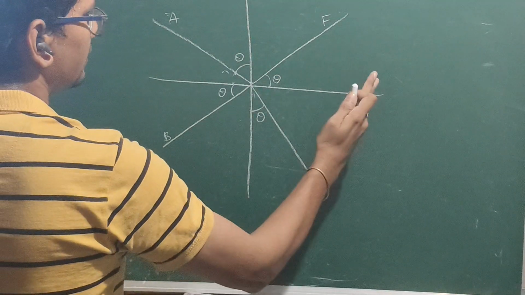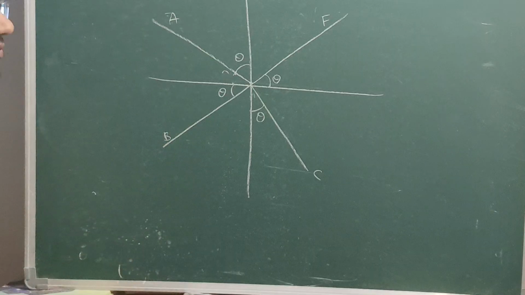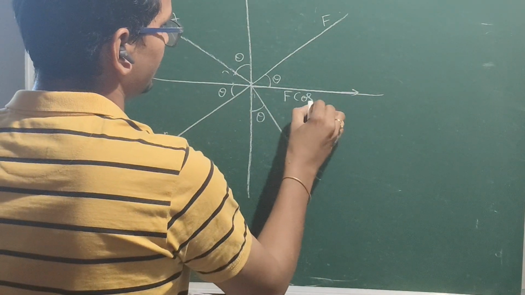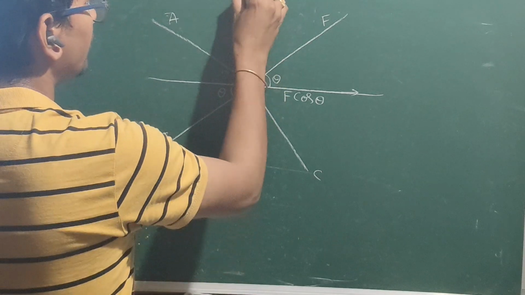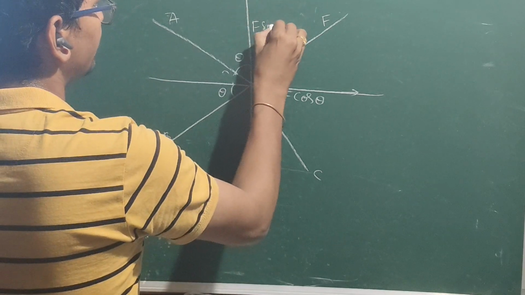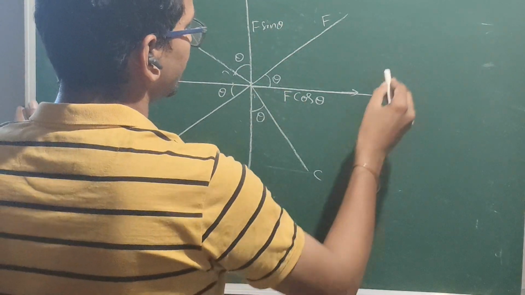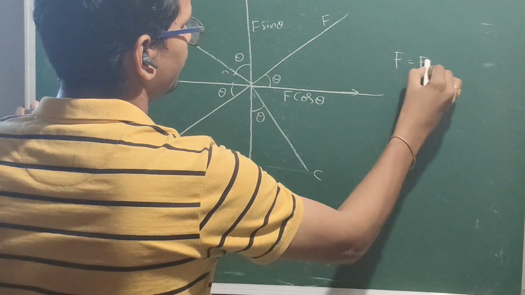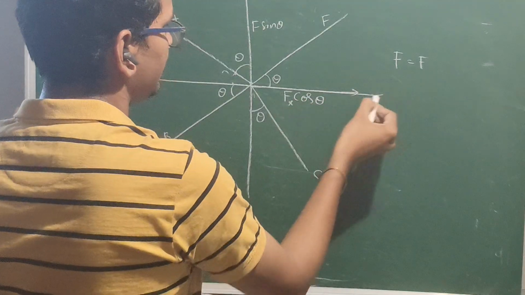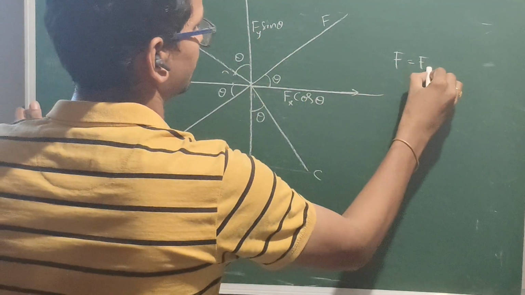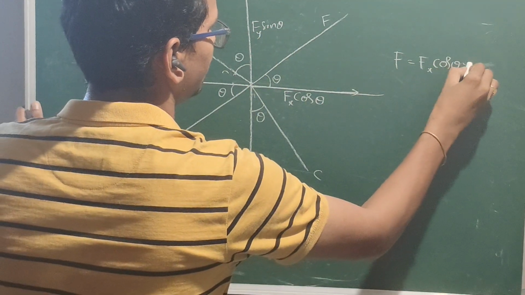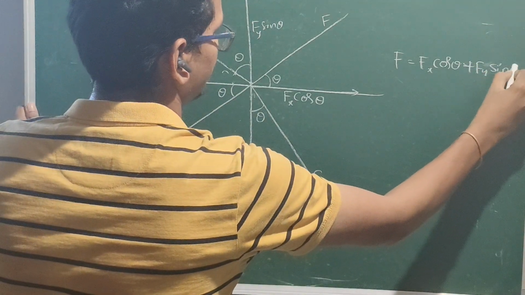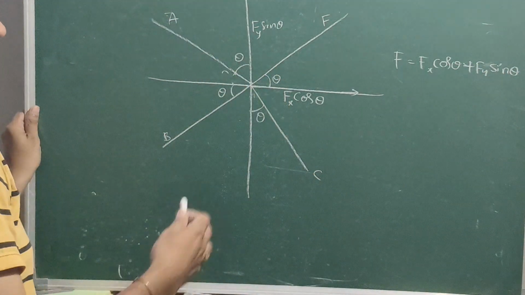The first quadrant we want to find out. What is the component? Horizontal component means F cos theta. Vertical component means F sin theta. So from these equations, the resolution of the vector F is equal to, for example, x-axis Fx cos theta plus Fy sin theta. That is the first quadrant completed.